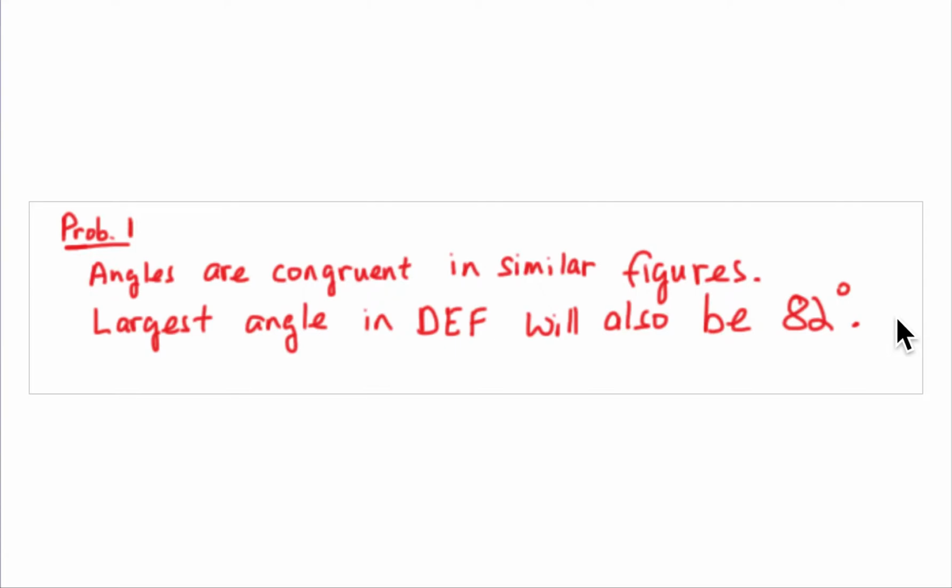It gives you some possible answers: 41, 82, 123, 164 degrees. The answer is 82 degrees because all the angles in similar figures are congruent. So if it's the angle with the largest measure in one triangle, then in a similar triangle, it's still going to be the angle with the largest measure. They are congruent, so all the angles have the same size.